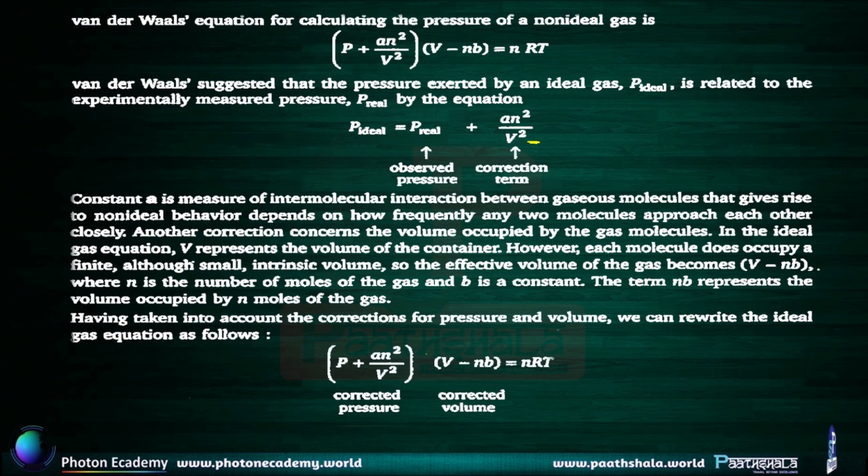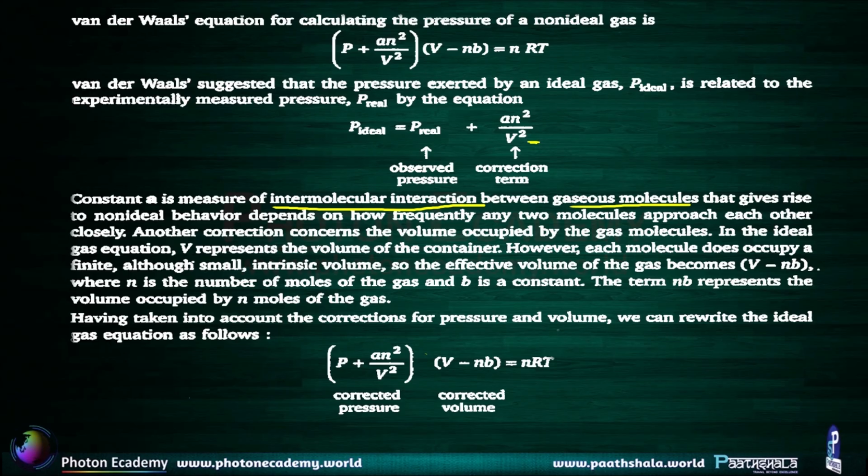The constant a is a measure of intermolecular interaction between the gaseous molecules that gives rise to non-ideal behavior, and depends on how frequently any two molecules approach each other closely.